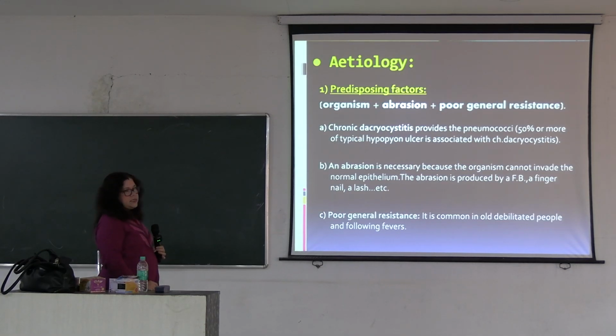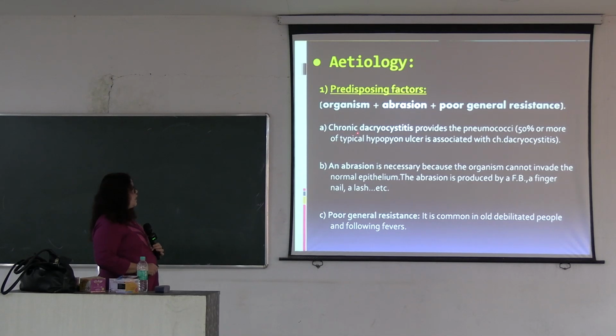Then etiology, and first one is predisposing factors. Virulence of the organism, second one is abrasion, and the third one is poor general condition. If the organism is highly virulent, corneal abrasion is a must in case of hypopyon corneal ulcer, and if the patient's resistance power is low, this kind of patient is prone to hypopyon corneal ulcer.